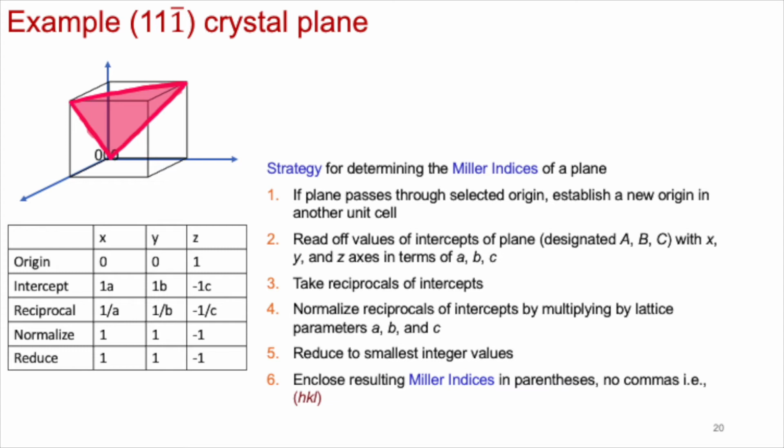So that's what David mentioned. If these numbers were not integers, if they were fractions, you would then reduce to nice whole integers, and you would say this is the (1, 1, bar 1). That's how you would say it, bar 1. The bar comes first. And then if it's a family of these, this is an arbitrary unit cell, but let's say it's cubic, in which case 1, 1, bar 1 is equivalent to 1, bar 1, 1, which is equivalent to bar 1, 1, 1.